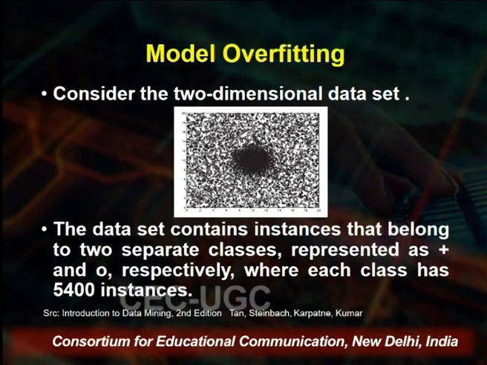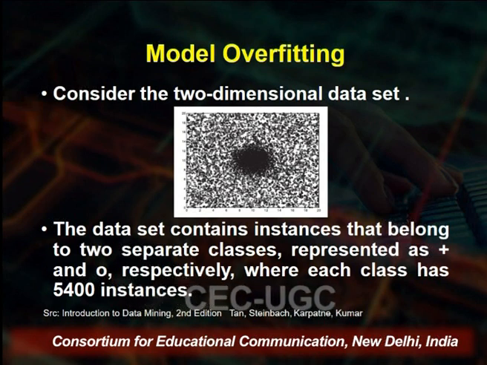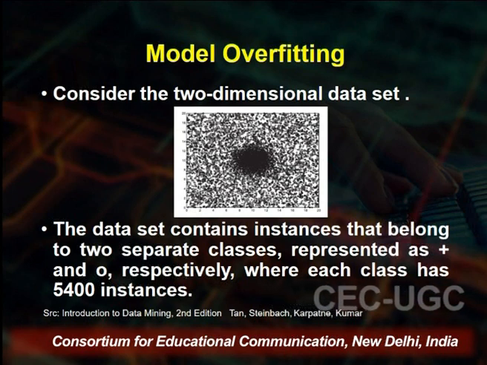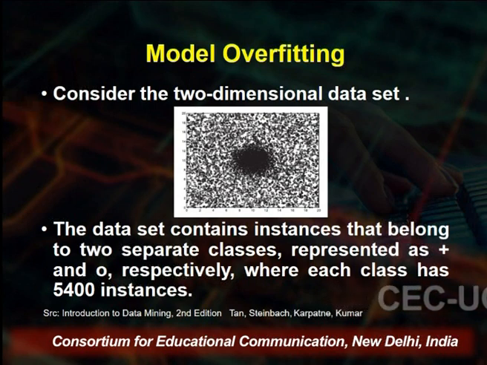Right. So these two are the challenges which we need to overcome when we are building a classification model using the decision tree approach. Now, for example, if we look at this two-dimensional data set, it has instances which belong to two separate classes. One class is represented as plus and the other class is represented as O, and each of the classes has 5400 instances. So there are 5400 instances of class plus and 5400 instances of class O.